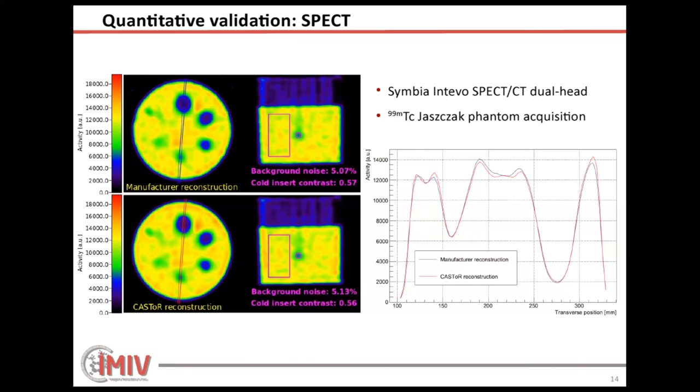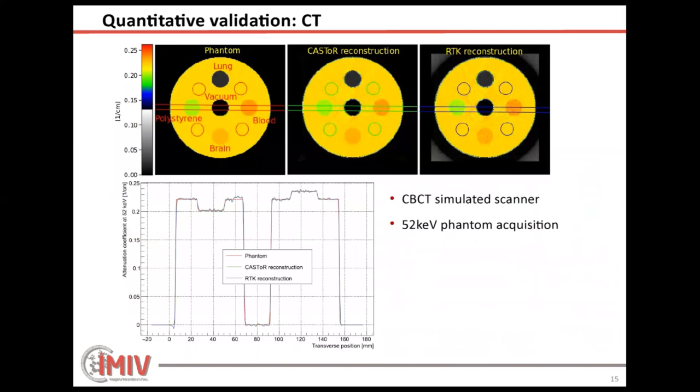It's comparable. And for CT, as we were not able to get scatter corrections from real systems, we just performed some simulations and compared to RTK. This is a simple FDK reconstruction for RTK. This is an MLTR reconstruction in CASToR. And also, everything is okay. Everything is in agreement with the phantom. So that was just to provide some quantitative validation. Everything is static here. There is no dynamic modeling.